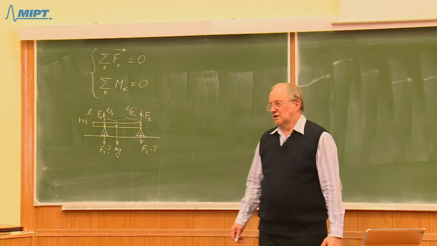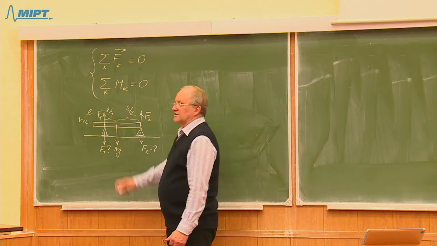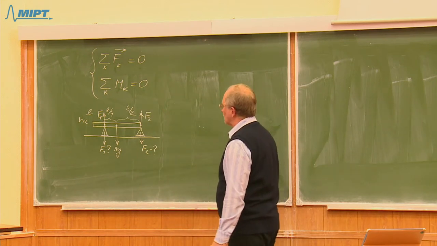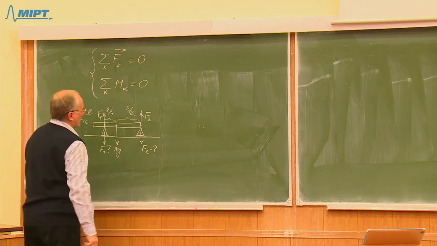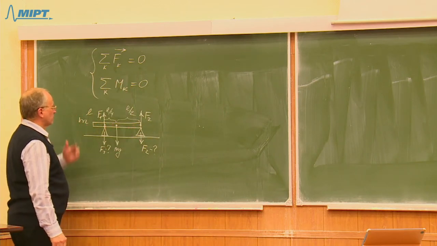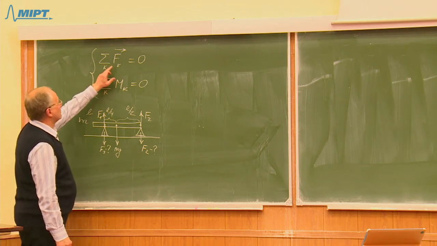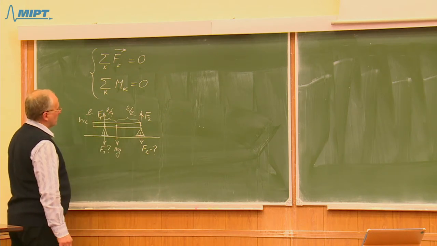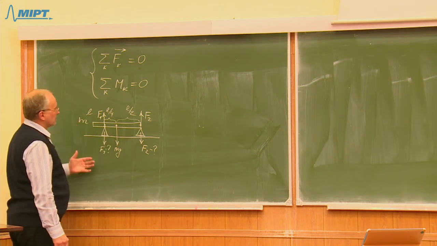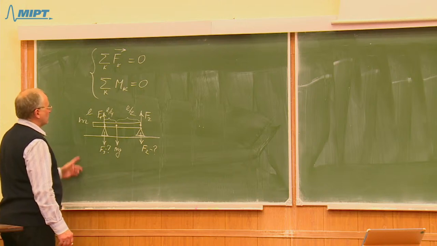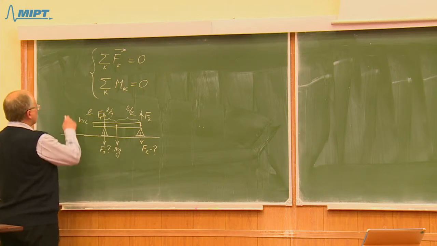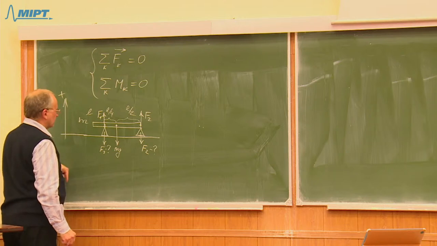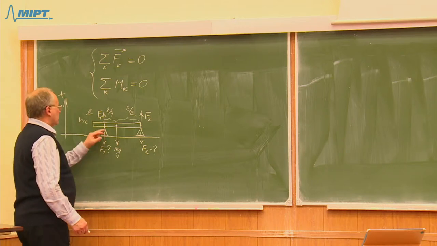As the bar does not move, it is in condition of static equilibrium. We must use the main laws of static equilibrium. The first law says that the total force, the net force acting on the bar, must be equal to zero. In order to write down this condition for our problem, we must take all the forces and find their net or resultant force. Well, in order to do so, we will assume that the forces directed upward will be taken with positive sign, and forces directed downward will be taken with negative sign.